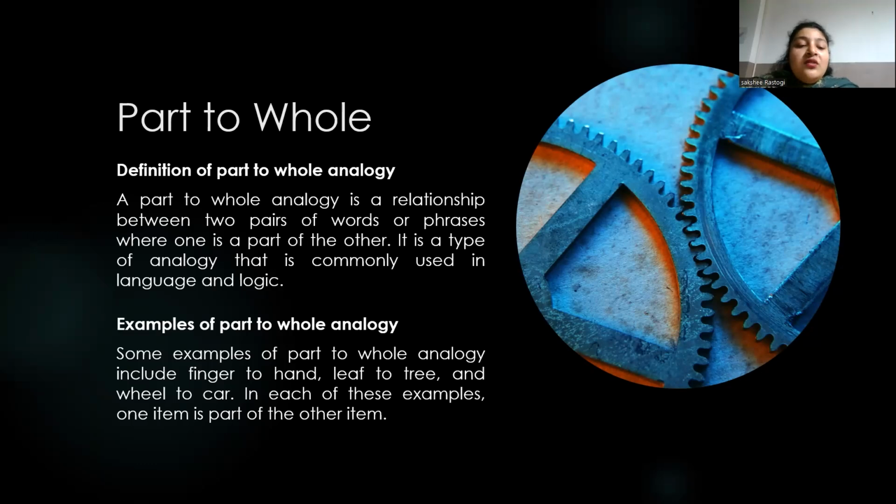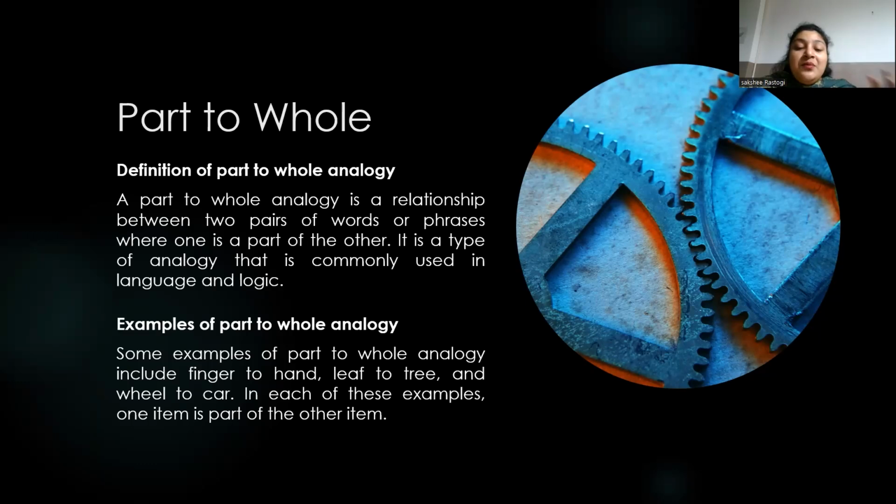So here I am just going to discuss some examples of part to whole analogy, which are: finger is to hand, toe is to foot. Leaf is to tree, branch is to tree. Note is to song, and word is to sentence. Brick is to building, and cell is to organism. Wheel is to car, and propeller is to airplane. Frame is to picture, and border is to country. Key is to keyboard, and paddle is to bicycle.